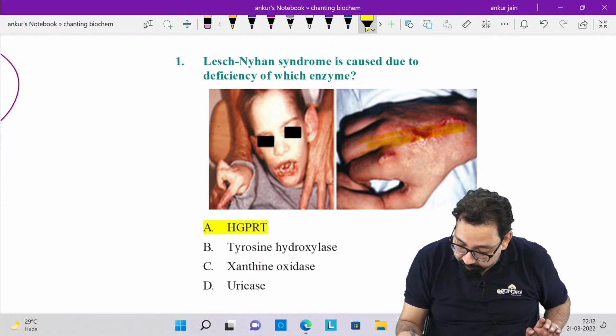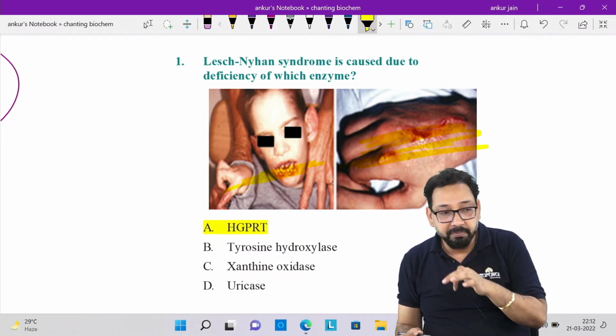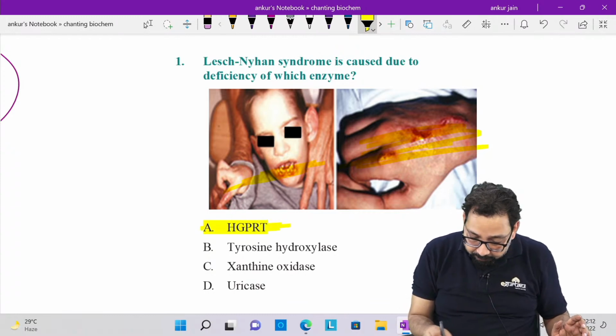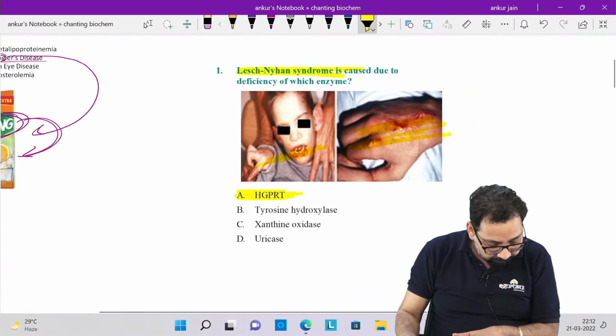Very good. This means the patient will cut his lips, fingers. That is HGPRT deficiency, Lesch-Nyhan syndrome. Self-mutilation. Very good, Himanshu.